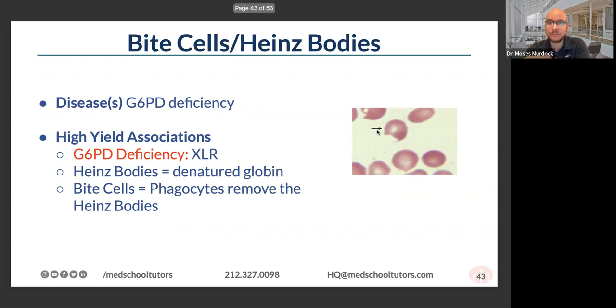Excellent work. And it is excellent for recessive. I forgot to ask you, I got carried away with my tumor lysis syndrome teaching. G6PD is an X-linked recessive disease. Awesome.